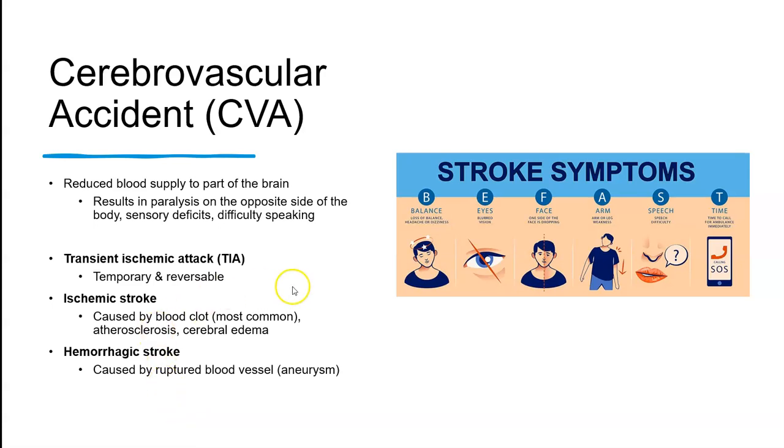A TIA is a transient ischemic attack. Transient means it starts fast and goes away. So this usually is temporary and reversible. An ischemic stroke is most commonly caused by a blood clot, or atherosclerosis or cerebral edema, swelling, of course. And a hemorrhagic stroke, hemorrhage means bleeding. So if a blood vessel is ruptured, we call that an aneurysm. Of course, that is going to impair blood supply to that part of the brain.